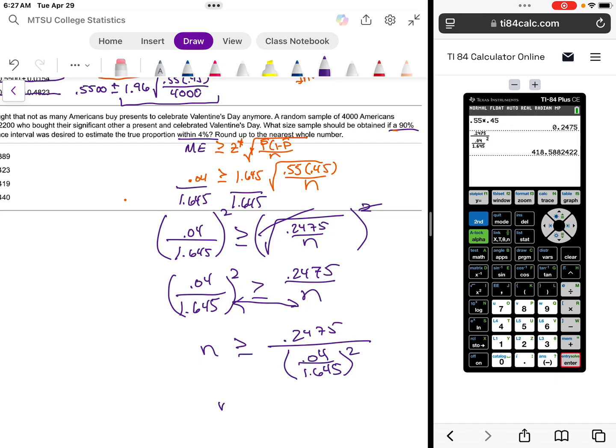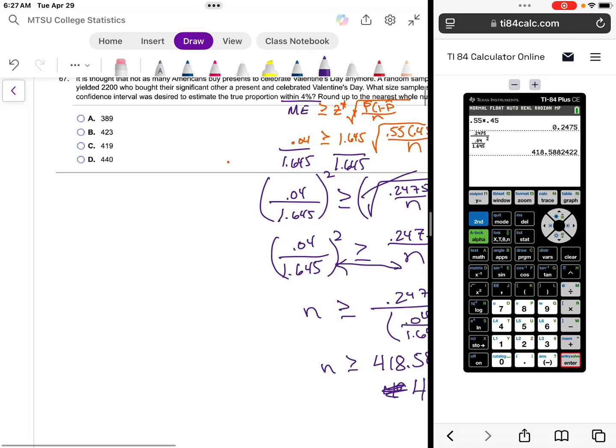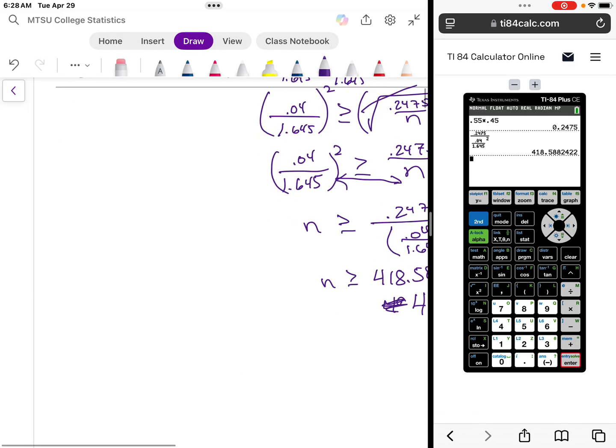And it tells me that n has got to be greater than or equal to 418.58. So basically 419. That's the minimum size I need. And I go over here, and there's my 419. All right. And 3 digits on the Z-star is plenty to get us the accuracy of the answer that they want as we do things. Well, let's take a look at the next one.